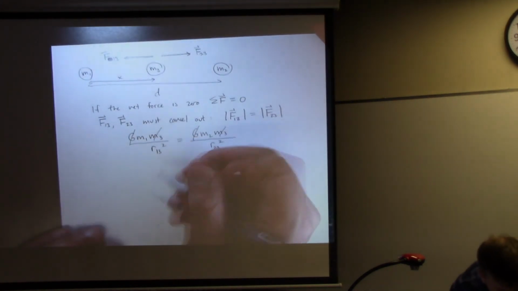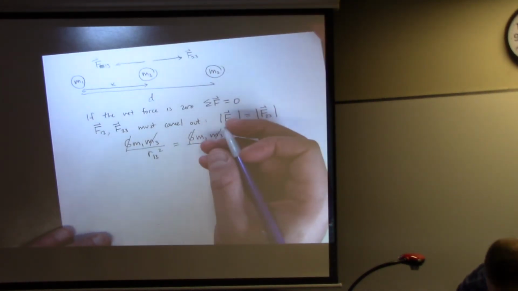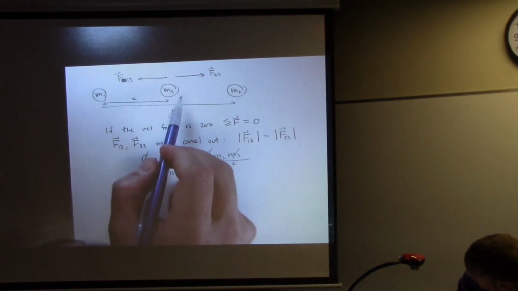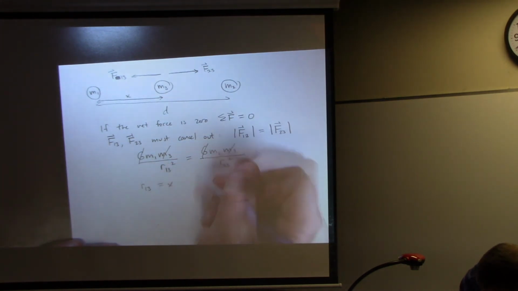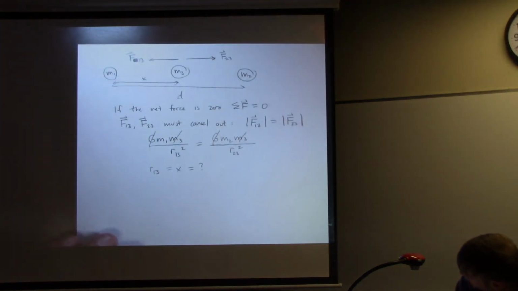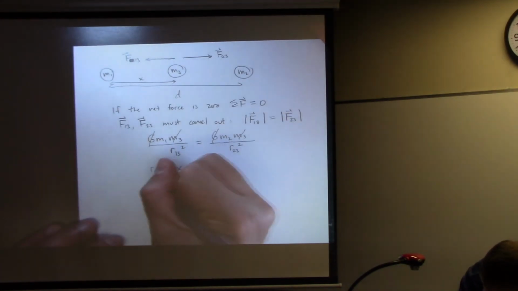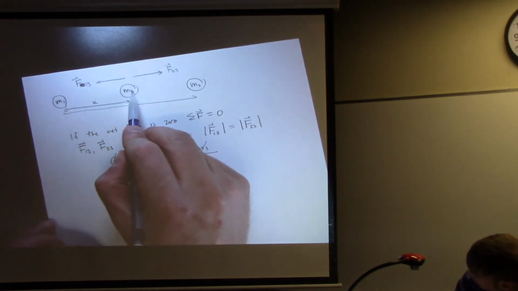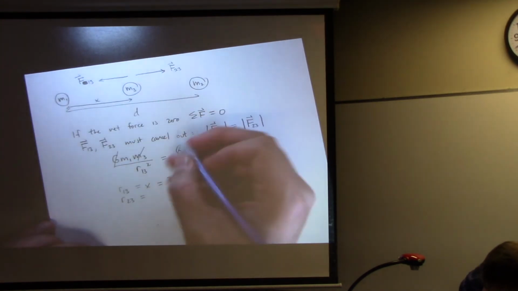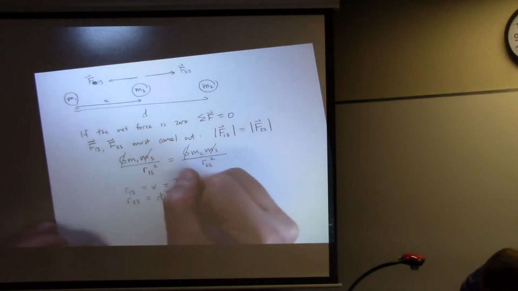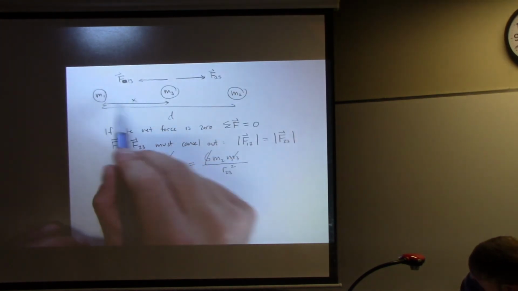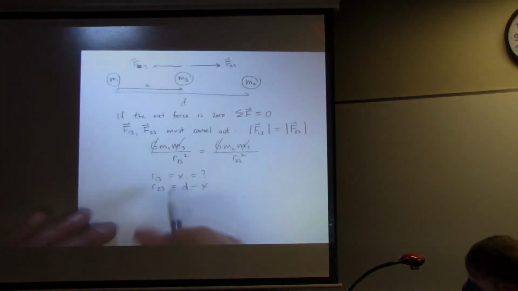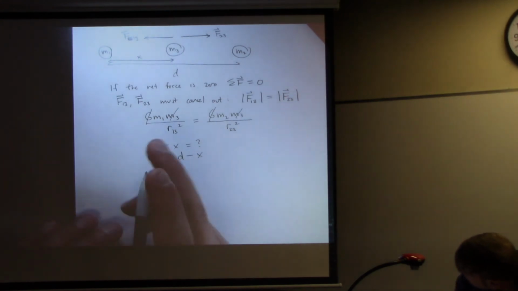And now let's do a little bit of extra work. So what can I say about R13? It's the distance between 1 and 3. Well, that's what I'm calling x on my diagram, and that's exactly what I'm trying to figure out. What is the distance between 2 and 3? Well, that would be this distance right here between 2 and 3. You can think of that distance as being d minus x. So if I take this full distance and I subtract off x, then I have the distance between 2 and 3. So that's why I'm saying the distance between 2 and 3 is d minus x.